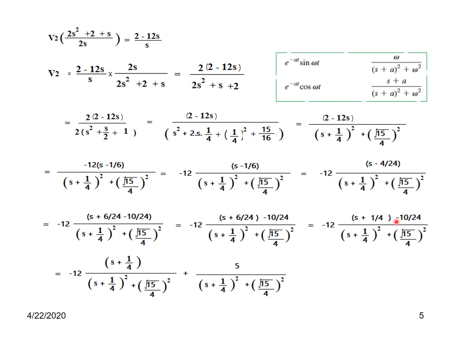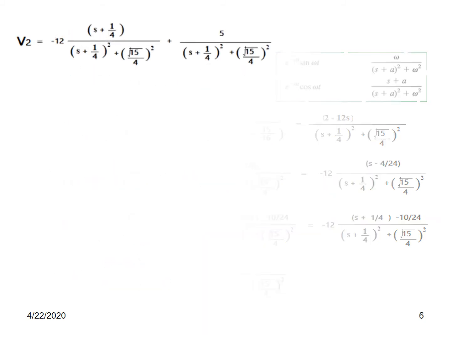Okay, now we separate these two terms, so this becomes the first term, and this is the second term. Now if you look again here, the first term has matched exactly with the cosine omega t form of the transform. So s plus a, or s plus 1 over 4, and this is omega. So we have achieved the goal. But the other term does not match with omega. We should get it as under root 15 over 4, so it will match with the sine omega t form.